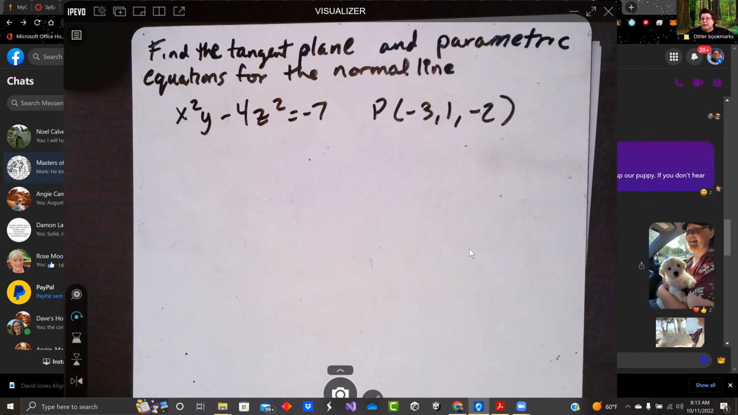And the next 2 days will be on 13.8, which is on finding maxima and minima. I know you did this in Calc 1 for one-dimensional functions. Now we're going to expand that to regions, an area.